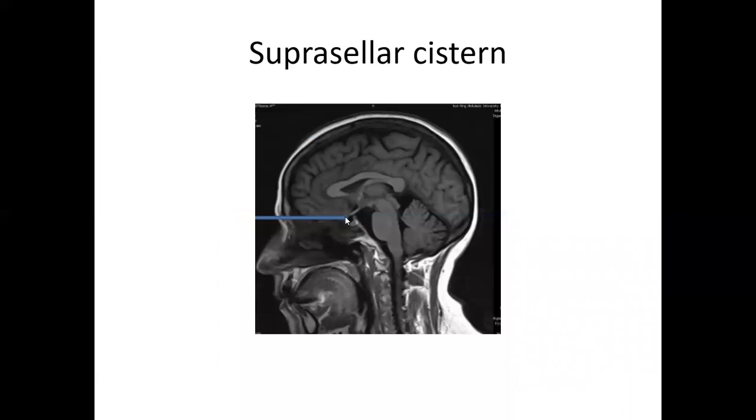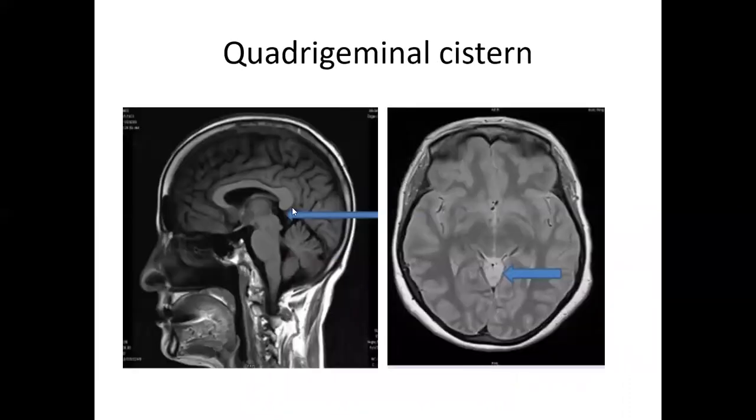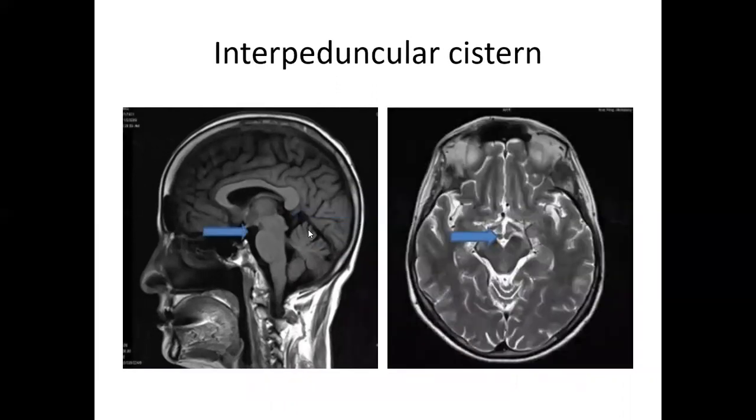This is the suprasellar cistern above the sella. This is the ambient cistern beside the midbrain. This is the quadrigeminal cistern behind the midbrain. Interpeduncular cistern, anterior to the midbrain.